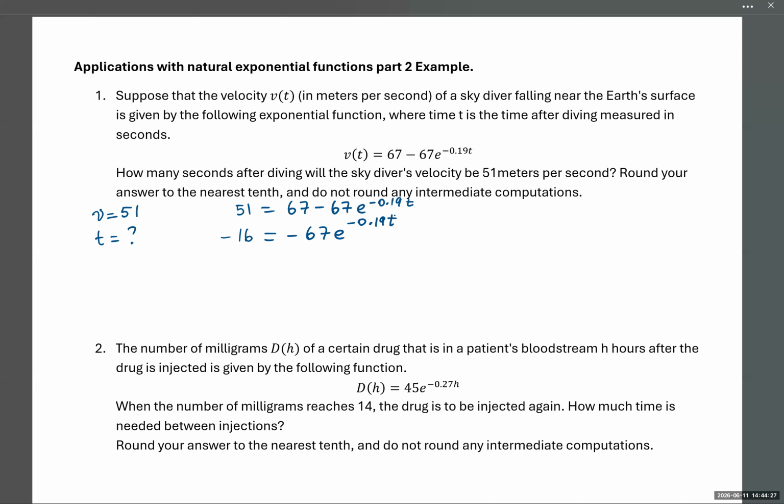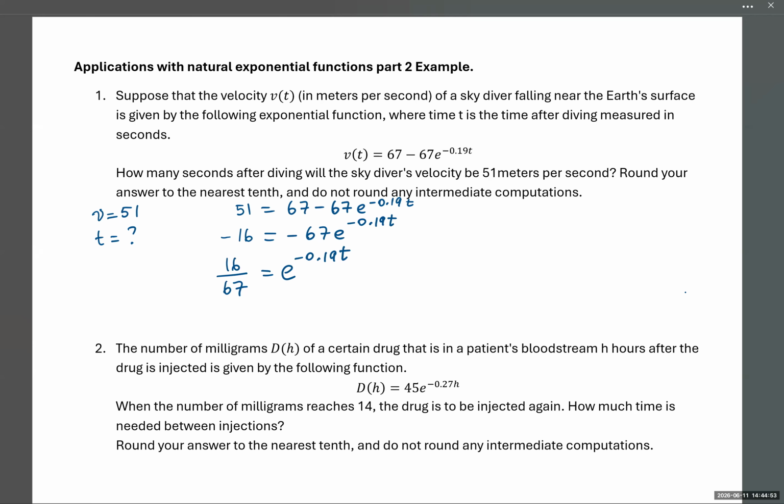Then we're going to divide by the negative 67. Now negative 16 divided by negative 67, a negative by a negative, will give you a positive result. So this is just 16 over 67 equals e to the negative 0.19t. Please do not put 16 over 67 into your calculator. We do not want a decimal here. We want a fraction. Fractions are exact.